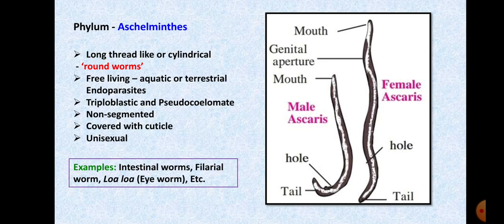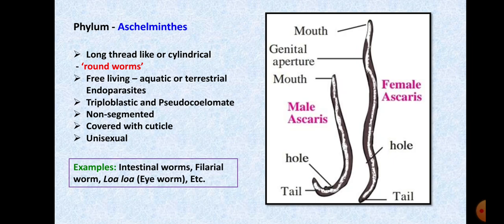These are long, thread-like or cylindrical, as you can see on your screen. They are also called round worms. They are cylindrical, so they are called round worms in general language. One specific feature about Ascaris, one of the Aschelminths: male Ascaris will always be shorter than female Ascaris when it comes to the length of the body. As you can see, the male Ascaris is shorter than the female.